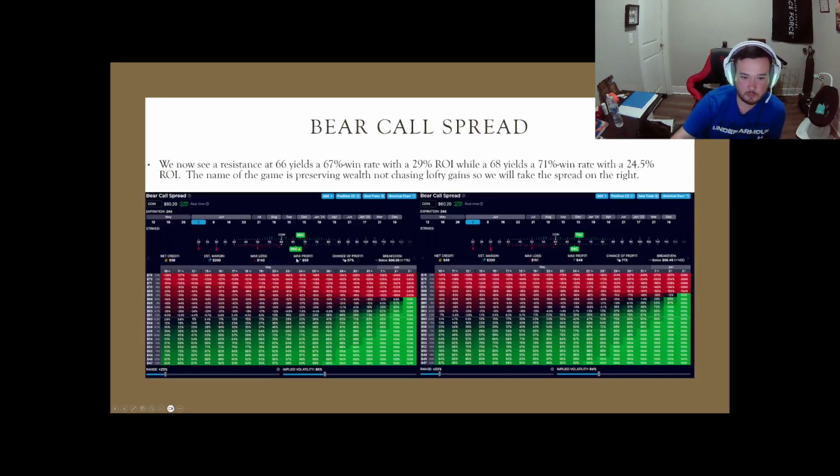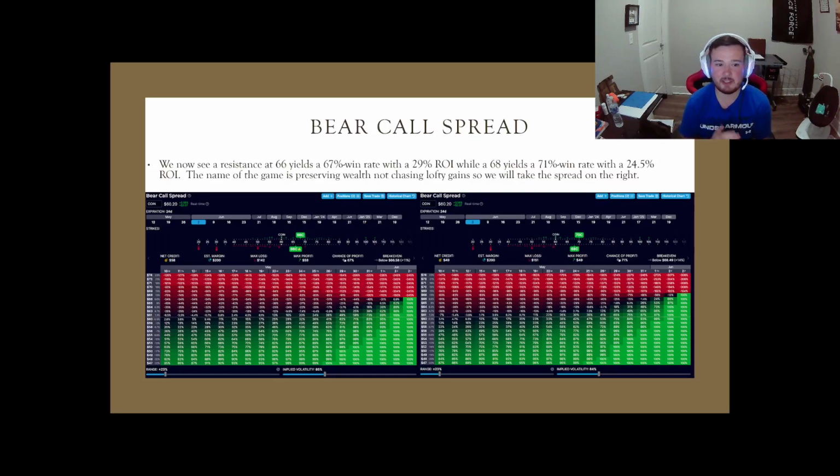So this is what it looks like for a bear call spread that shorts the 66 and goes long on the 68. And this is what it looks like for a bear call spread that shorts the 68 and goes long the 70. So you can see the difference in chance of profit and in net credit. I break this down for you up here. A resistance at 66 will yield us a 67% win rate and a 29% return on investment, while a 68 bear call spread strike yields a 71% win rate with a 24.5% return on investment.